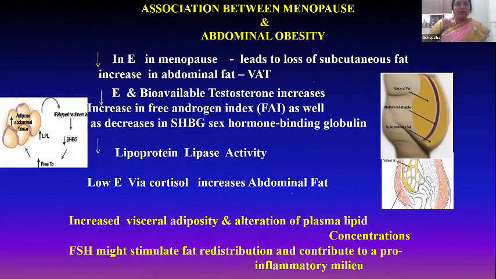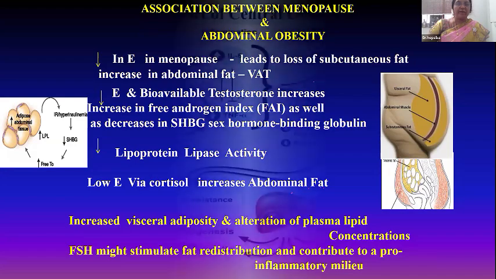So what is happening because of this? The decrease in estrogen in menopause leads to loss of subcutaneous fat and an increase in abdominal, that is visceral, fat. When there is a decrease in estrogen, the bioavailability of testosterone increases. This increases the free androgen index, decreases serum sex hormone binding globulin, and decreases lipoprotein lipase activity, and the low estrogen via cortisol increases abdominal fat. So there is increased visceral adiposity and alteration in plasma lipid concentration, and FSH also stimulates redistribution and contributes to a pro-inflammatory milieu.